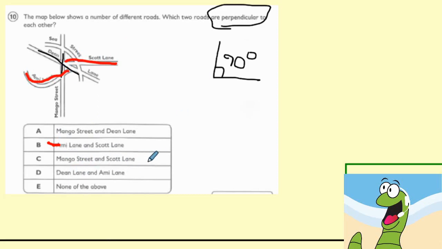Okay, let's choose a different colour. Mango Street and Scott Lane. So let's do Mango Street and Scott Lane here. This is Mango Street, and there's Scott Lane. Are these perpendicular? Yep, you've got a right angle there. That's 90 degrees, and so our answer would be C.